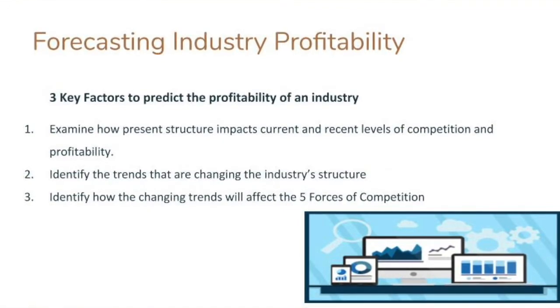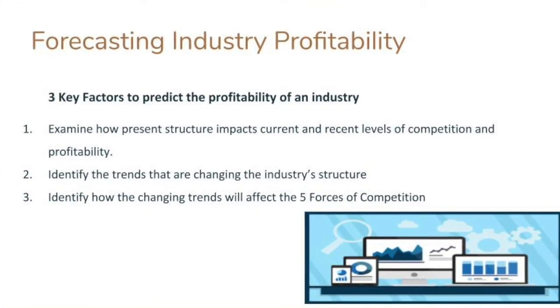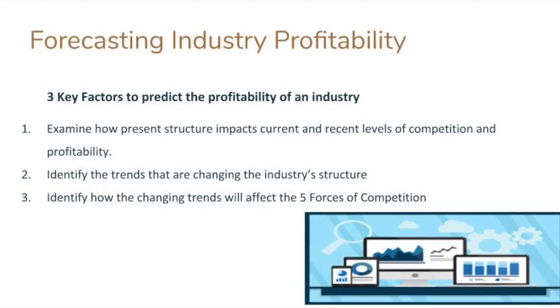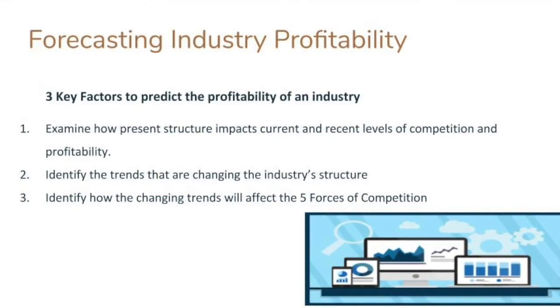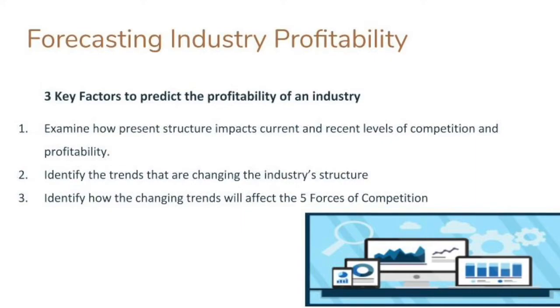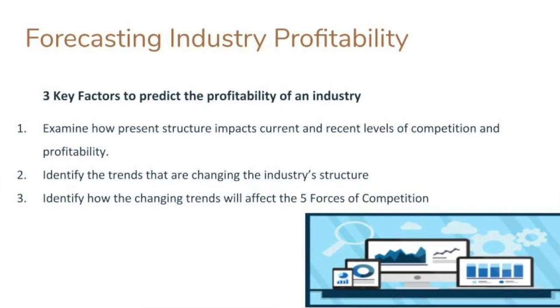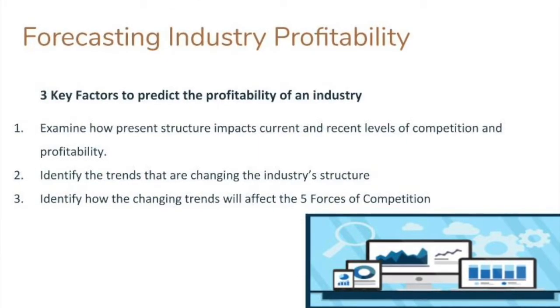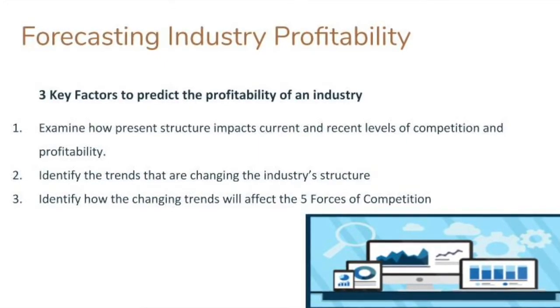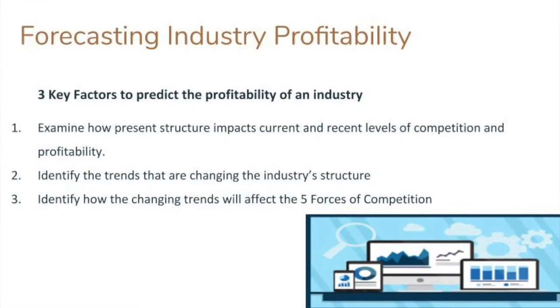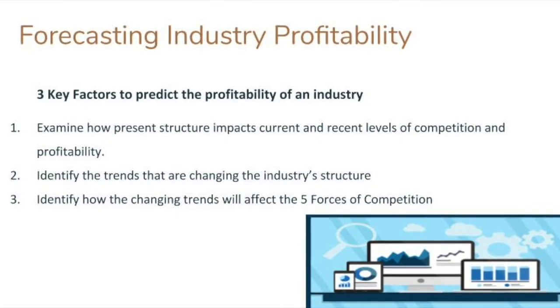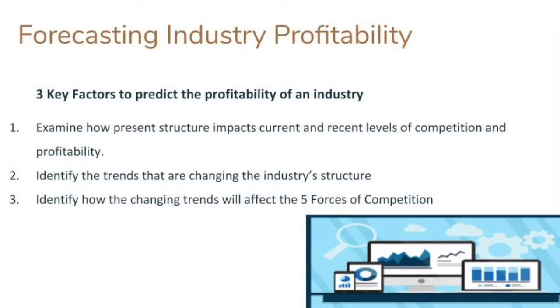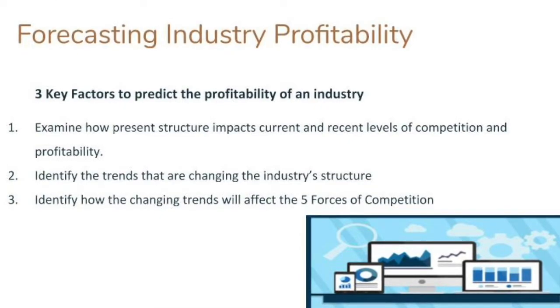And this could be new players seeking to enter the market, could be products are becoming more differentiated or more commoditized, as well as additions to the industry capacity, growth of demand. Lastly, technology can play a major factor into why the industry is changing. Lastly, you want to identify how these structural changes will affect the 5 forces of competition that Matt just described and result in profitability in that industry.